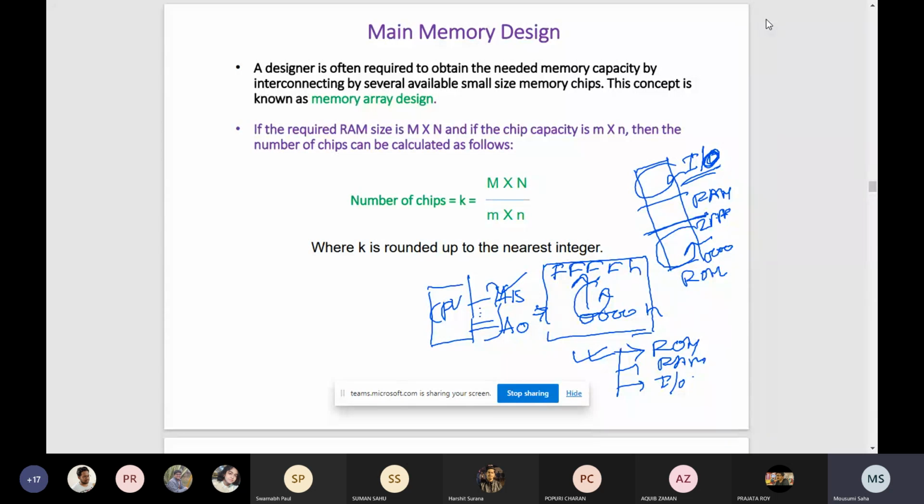Okay, so what has happened in the market? We have different smaller sizes of memory. We have different sizes, but a big memory we never consider. Depending on our requirement, we can interconnect different smaller-size memories. That type of design concept is called memory array design. Clear?